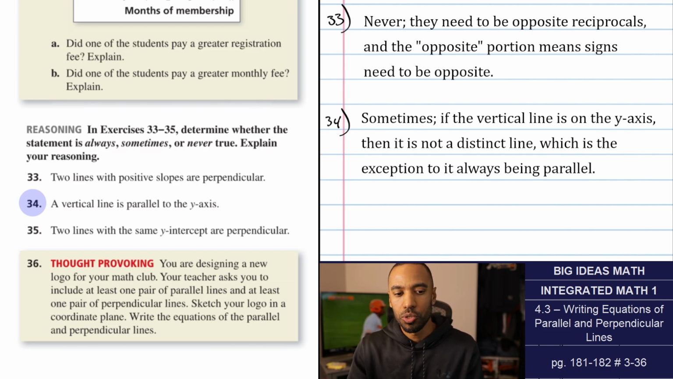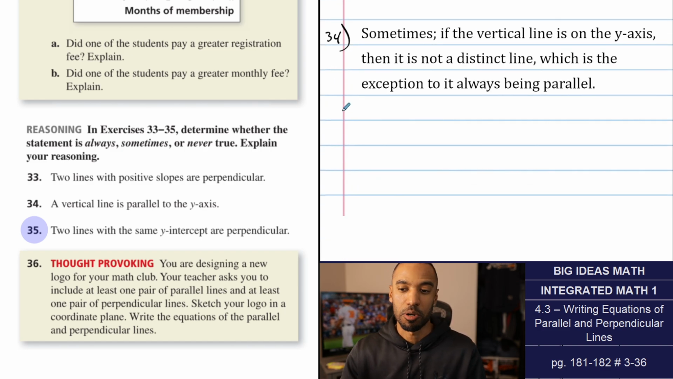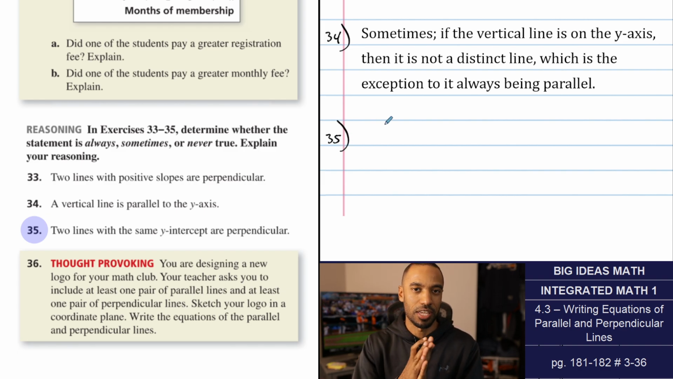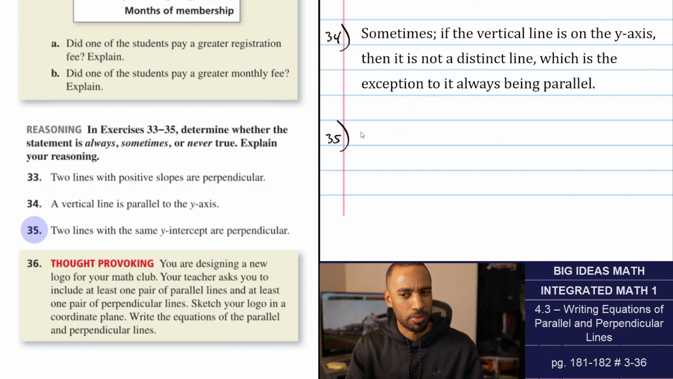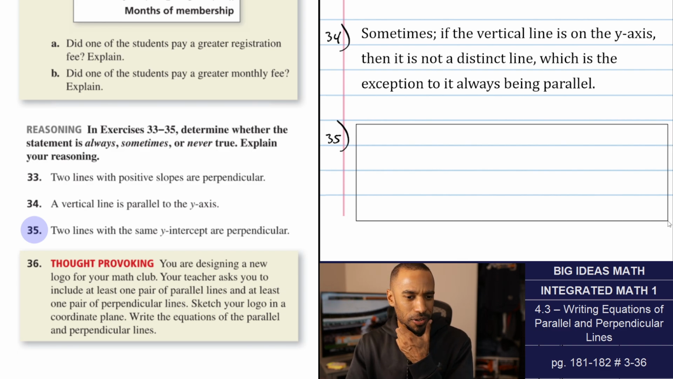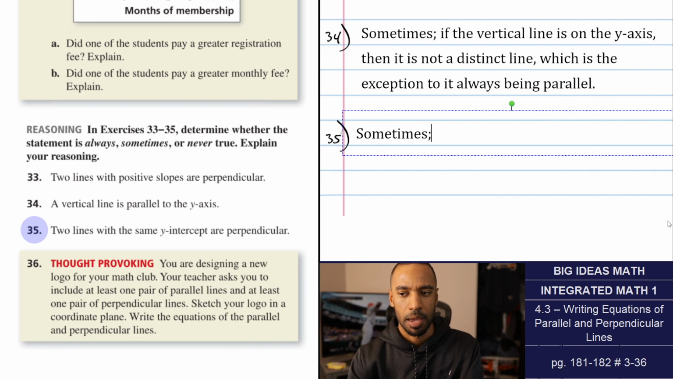Number 35, two lines with the same y-intercept are perpendicular. Well, that sounds weird. Here, if it said two lines with the same y-intercept are parallel, that would be never, because if they're parallel, then they're not distinct. Perpendicular, well, I think we saw an instance where they were perpendicular with the same y-intercept, but it says if they have the same y-intercept, then they are perpendicular. Whether it says it one way or the other, it's a sometimes.